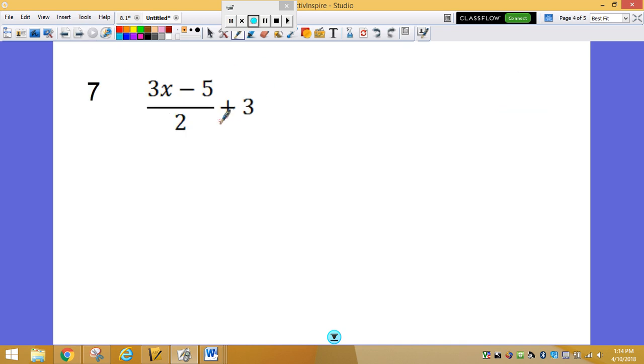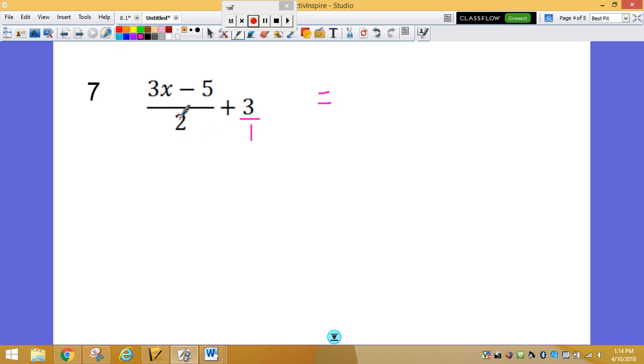Number 7. All right, check this out. This has a whole number at the end of it. We can turn it into a fraction just by putting a 1 underneath it, and that's totally fine. So that's what we're going to do on this example number 7, and it's what you're going to do on example 7 on your worksheet.